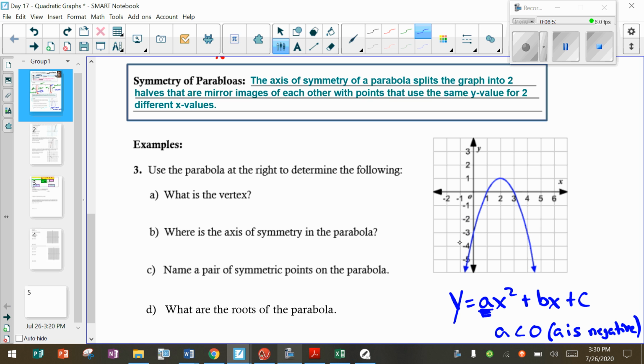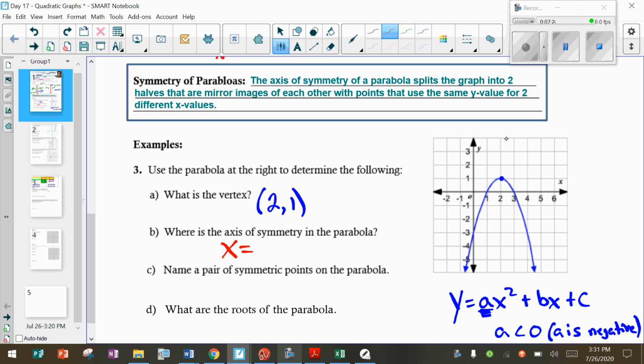So, where is our vertex? The vertex is the turning point of our parabola, so that'll be at 2, 1. Where is the axis of symmetry? Remember, the axis of symmetry is always an x equals equation, and we just use the number to explain where it's located. The x value for the axis of symmetry equation will be the same x value as the vertex.